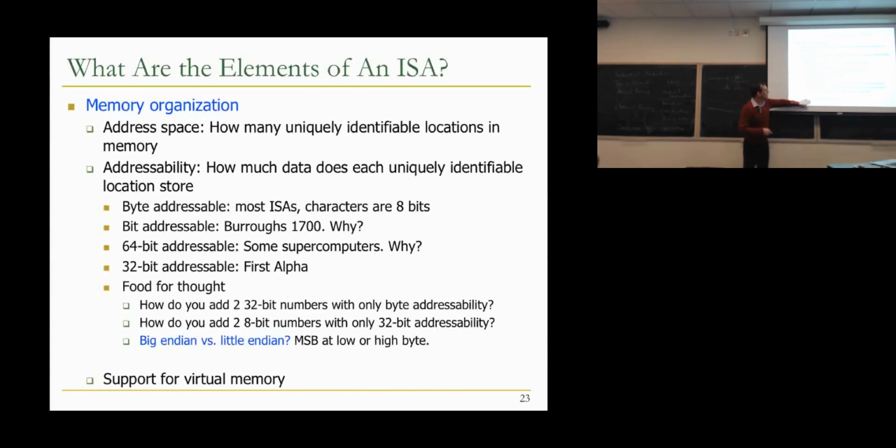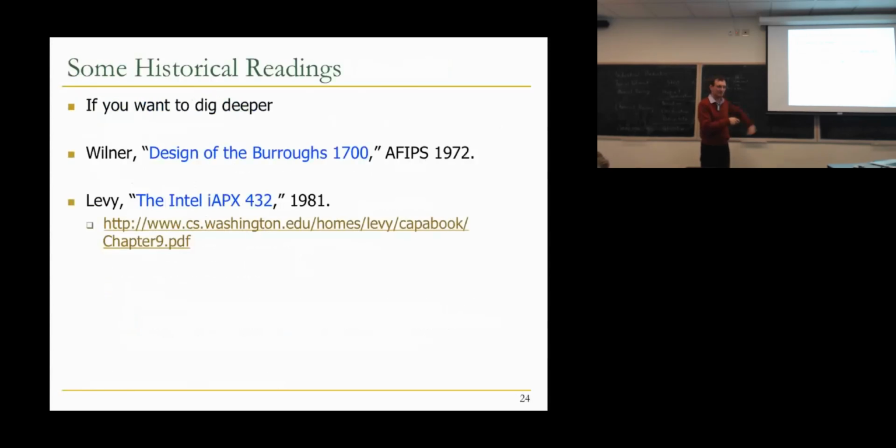Okay. Support for virtual memory, which we will cover, is another element of the ISA that's related to the memory organization. So this may be a good place to stop, actually. I'll give you some readings. If you want to dig deeper, if you want to learn about Burroughs 1700, this is a good paper. And if you really want to learn about a relatively complex machine, Intel 432 is one, and this chapter talks about how it's designed.